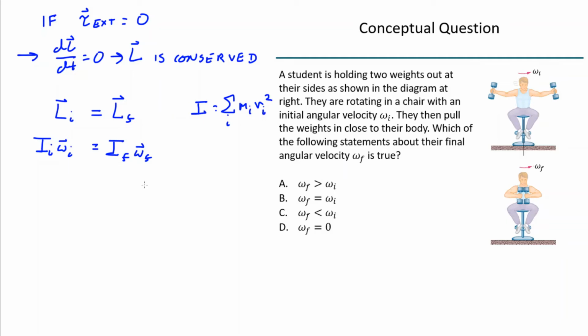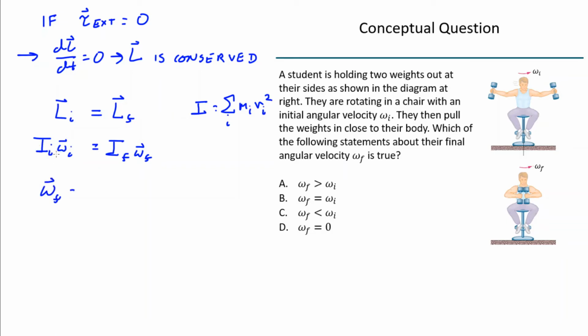There's an initial moment of inertia and a final moment of inertia. So based on this fact, see if you can figure out what is the relationship between the initial angular velocity and the final angular velocity of this spinning student. Pause the video and come back when you think you have an answer. So let's solve this equation for omega final.